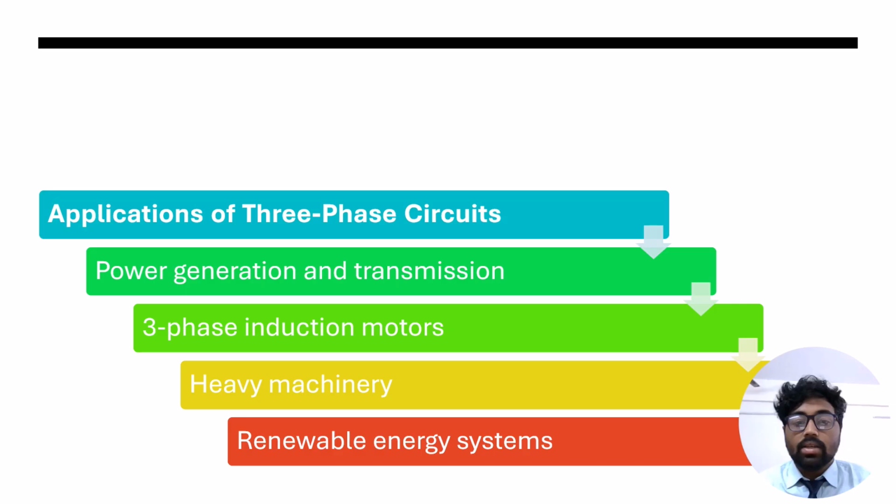Then my next slide is applications of three-phase circuits. We usually apply this circuit in power generation and transmission. Three-phase induction motors, especially industrial motors, are three-phase induction motors and heavy machinery. The most important use of three-phase is renewable energy systems. We can mostly use this system in this process.